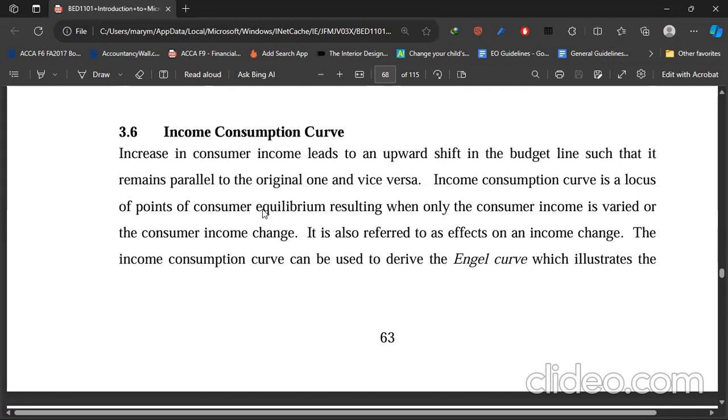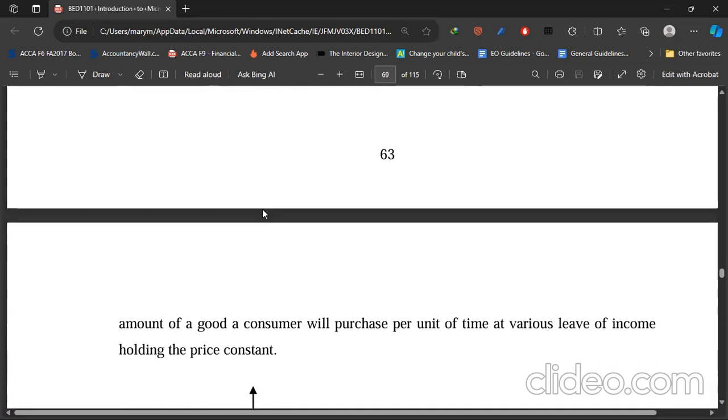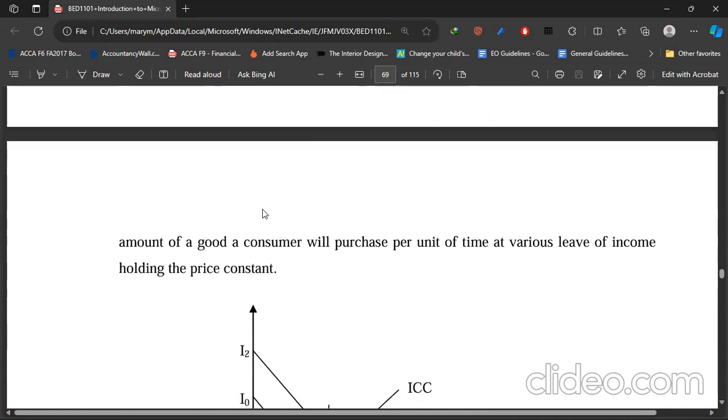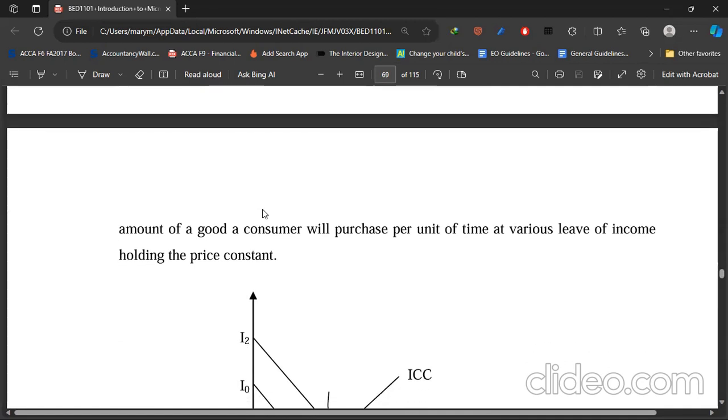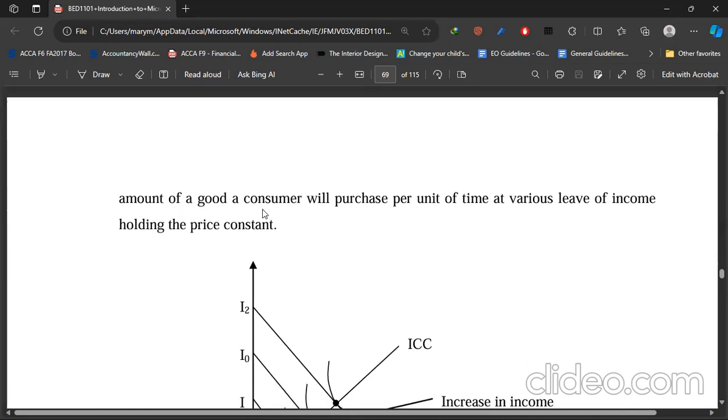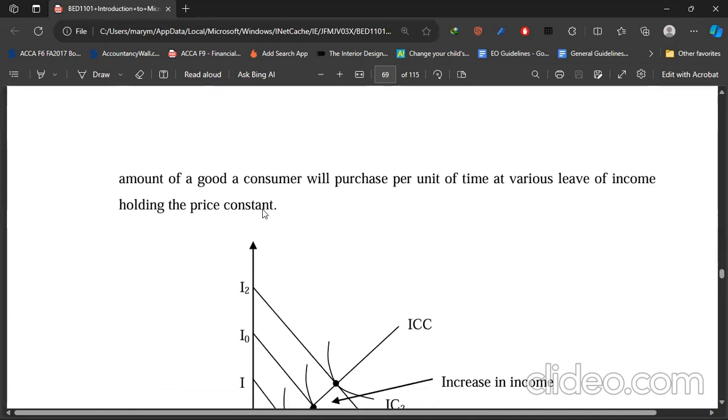So the income consumption curve can be used to derive the Engel curve, which is illustrated below, right? Which shows the amount of goods a consumer will purchase per unit of time at various levels of income, holding the price constant. So let me just stop at that point.